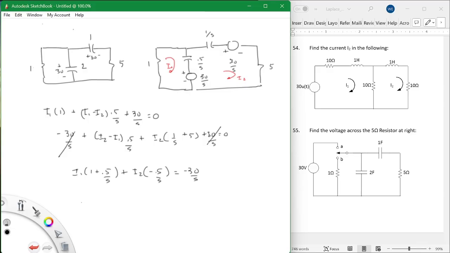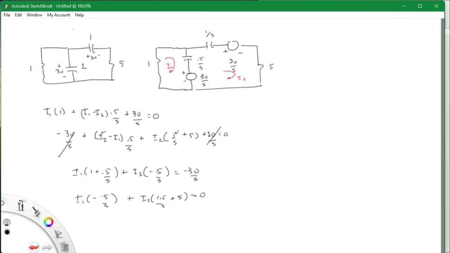Second equation: I1 times minus 0.5 over S plus I2 times, now you've got a mess. You've got 0.5 plus, so it's 1.5 over S. That's that one and that one, plus 5 is equal to 0. So now you're done, okay? So what is I1, what is I2? Let's just do I1 and we'll be done, okay?